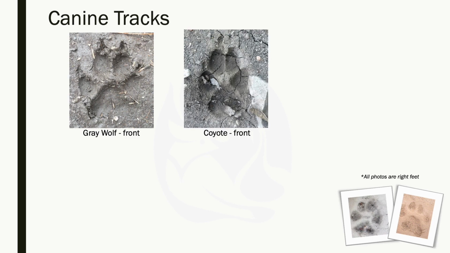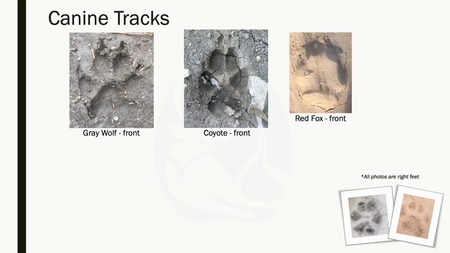Here's the front foot of a coyote in comparison. So again, very symmetrical, oval-shaped toes. I can see the nail marks, a big palm pad relative to a hind foot. And again, it's just going to be a smaller track. It's going to be a little more aerodynamic than a gray wolf track, which is going to be a little bigger and also a little rounder than a coyote track.